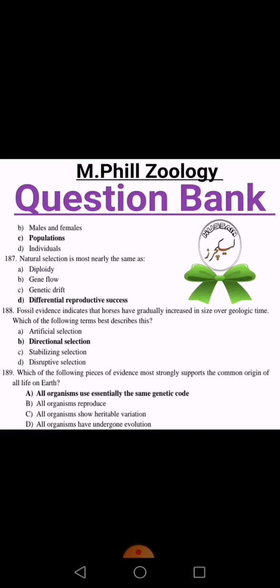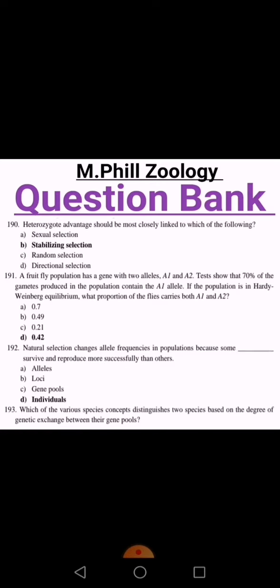Which of the following pieces of evidence most strongly supports the common origin of all life on earth? That is A. All organisms use essentially the same genetic code. पहली ऑप्शन ठीक है. Heterozygote advantage should be most closely linked to which of the following? That is B. Stabilizing selection.